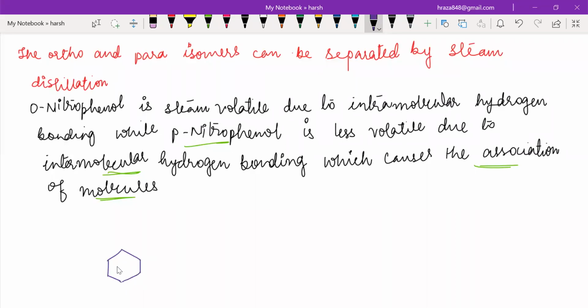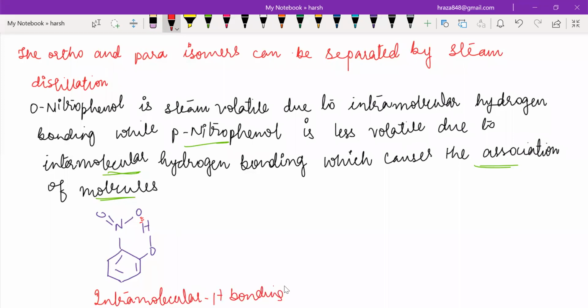I'm going to draw. So we have a structure like this, and this is our O and H, and this is our N, and double bond O and O. So you can see the hydrogen bonding is within the molecule. That is called intramolecular hydrogen bond. Inside the molecule, intramolecular H bonding. And this is basically O-nitrophenol.